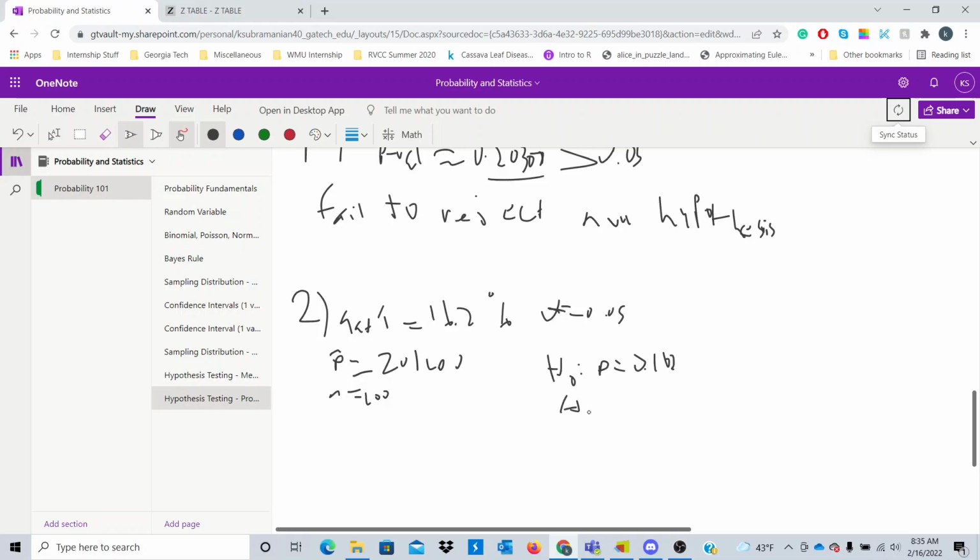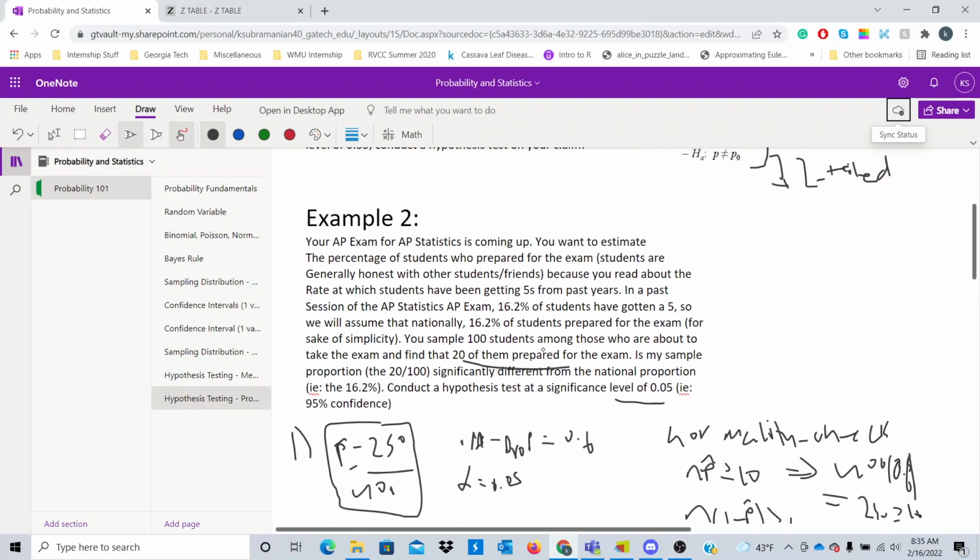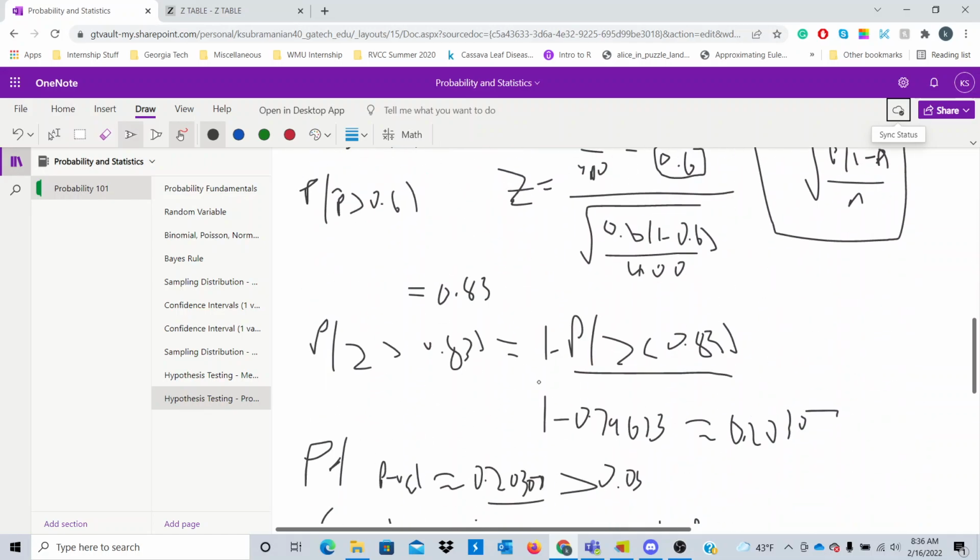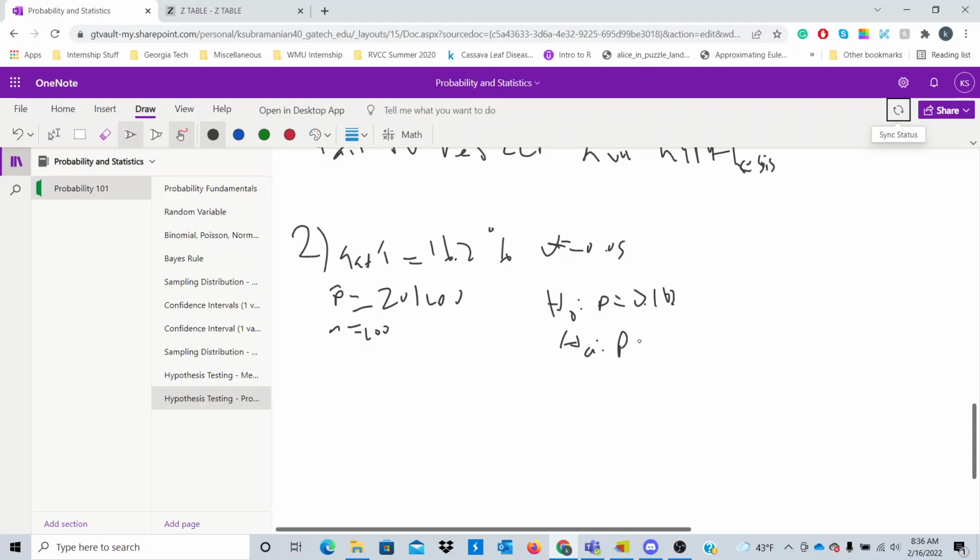Now, what's the alternative hypothesis? We want to see if our sample proportion really makes sense in a world where 16.2% actually do prepare for the exam, right? So we want to see, is that national proportion of 16.2% a far-fetched assumption? We want to see, is our sample proportion significantly different from the national proportion? And when I say different, we are not talking about our sample proportion being bigger or smaller. We're just saying different, period, right? So our alternative hypothesis is that the true proportion is not equal to 0.162.